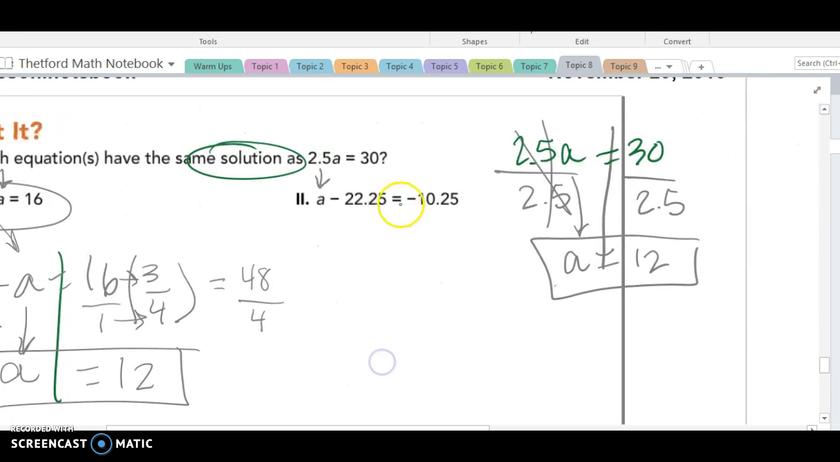So now we're going to do the same thing. We're going to draw a line down the equals. And I want you guys to solve this one and tell me if this one is equivalent or not.